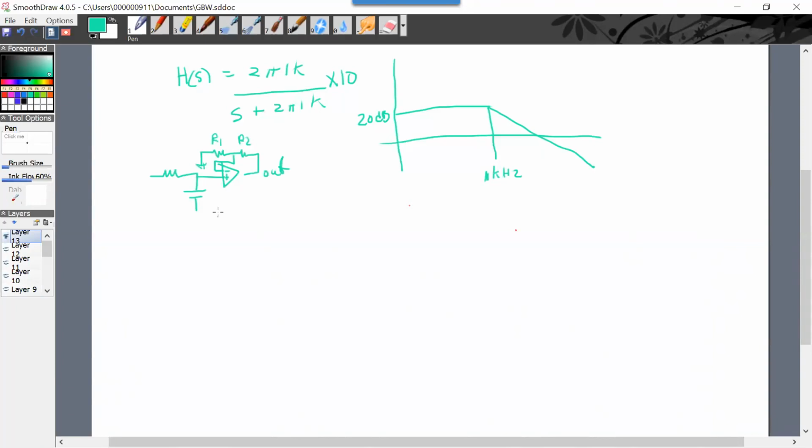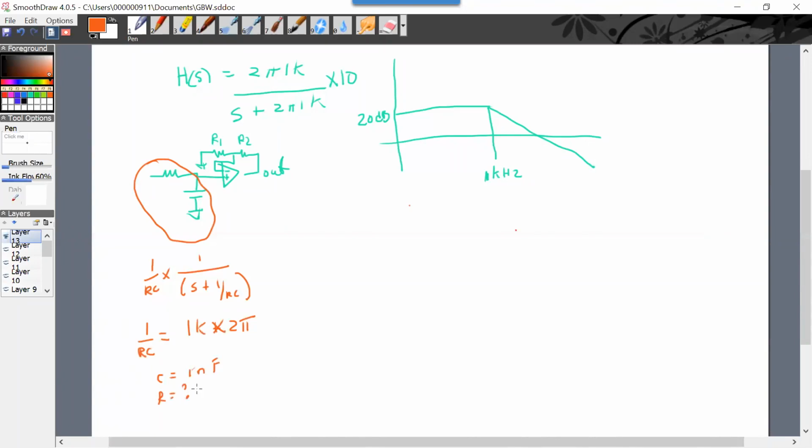Okay. So I break the problem up and say, from here, I'm going to get 1 over RC, and then I have to choose, right, because that's the frequency. I need to multiply it by 2 pi to get radians. And I could say, all right, C equals 1 nanofarad, and then calculate R to get some value, right? That's one way, right?